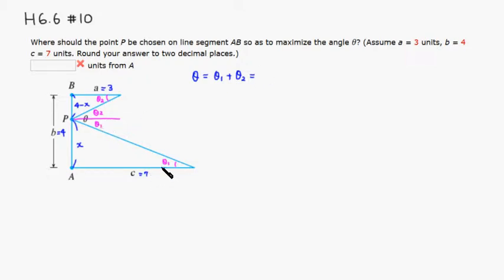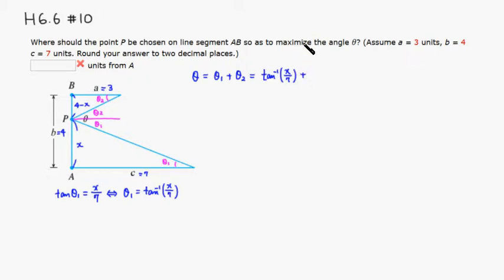So we know that the tangent of theta 1 is equal to opposite over adjacent, so x over 7, right? Which means that theta 1 is arctangent of x over 7, right? So first, theta 1 is arctangent of x over 7.